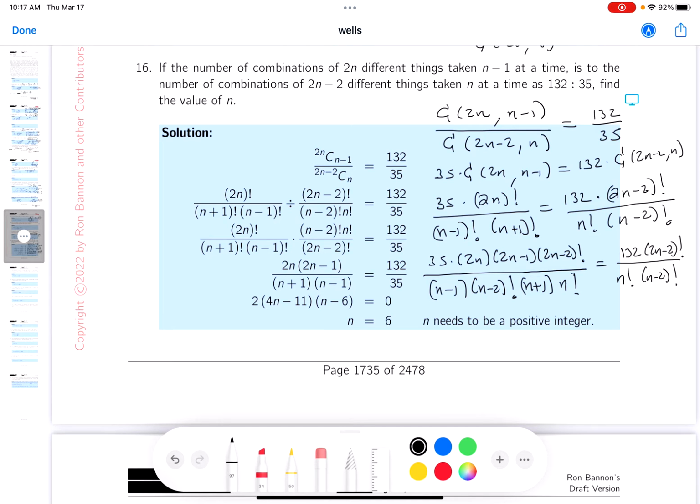Now, if you're wondering why I didn't expand the right side, it's because I see factors that I can cancel. If I simply divide both sides by 2n minus 2 factorial, this disappears. And if I multiply both sides by n factorial, this would disappear. And if I multiply both sides by n minus 2 factorial, this would disappear. Then the question becomes, what are you left with? I want to write down what you're left with.